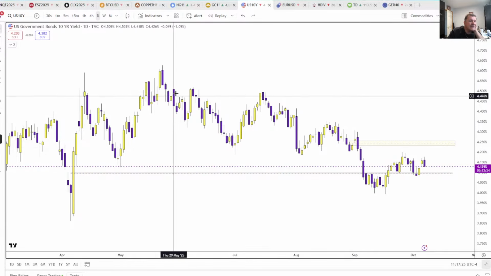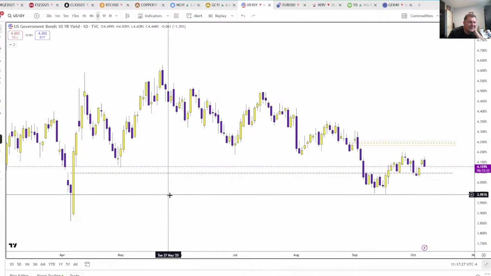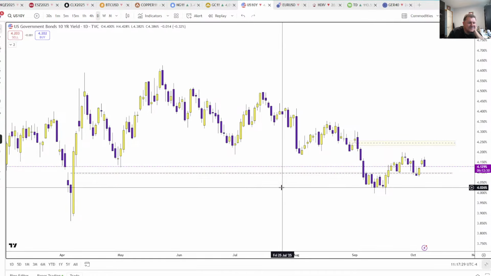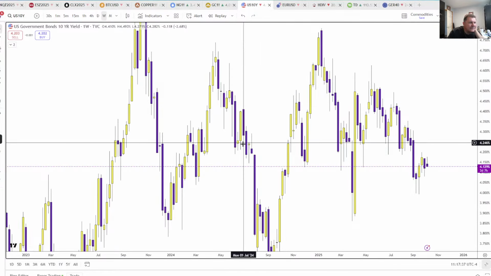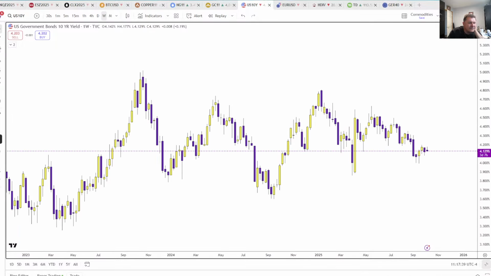So it's algorithmically driven, man. It totally is. That's daily. What does a weekly tell you? So a weekly tells you right there, you've traded back up inside this, hit it, and now we're rejecting off of it.